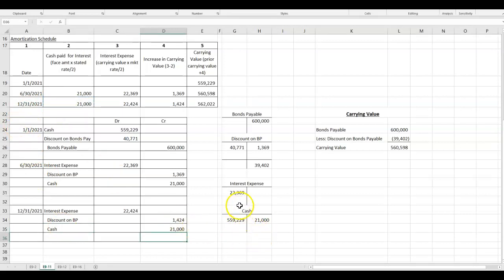Now let's post those. So interest expense, $22,424. Discount on bonds payable, $14.24. Cash, $21,000. This reduced our discount on bonds payable account. If you remember right, it started out at $40,771. We're reducing it by $13.69 for the first interest payment, $14.24 for the second, and we have a balance of $39,978. If we subtract that from the $600,000, it gives us our new carrying value, which is up here.